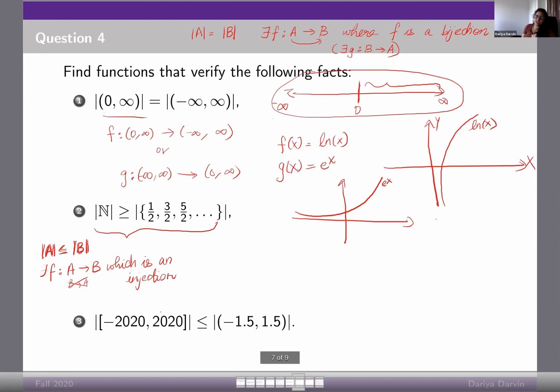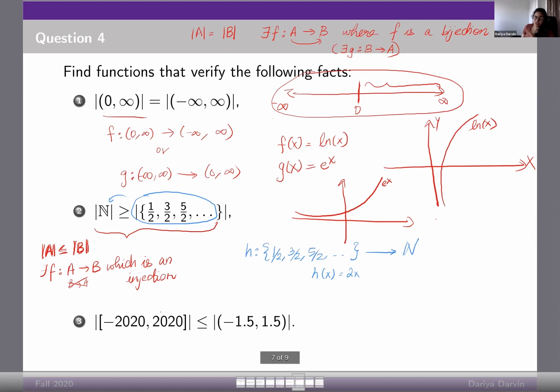Can someone think of an injection that will work here? So here you have to show this set has a smaller than or equal cardinality than the naturals. So you want to find a function from, okay, I see an answer. Let me just write this down. 5/2, and so on, going to the naturals. And this has to be an injection. So James said, I'm going to call it H. H of x is 2x. And that works. That's perfectly fine.